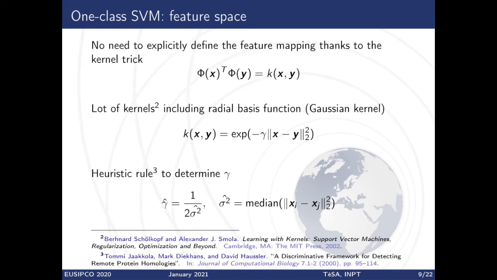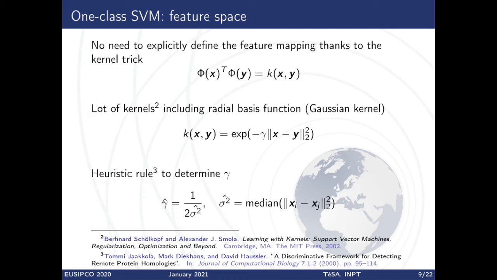So as for the feature space, one can show that the solution only depends on the dot product phi of x on the dot product of the training data, and therefore there is no need to define explicitly the mapping phi, but only the dot products, and this consists in the kernel trick. So we just have to define the function k here.